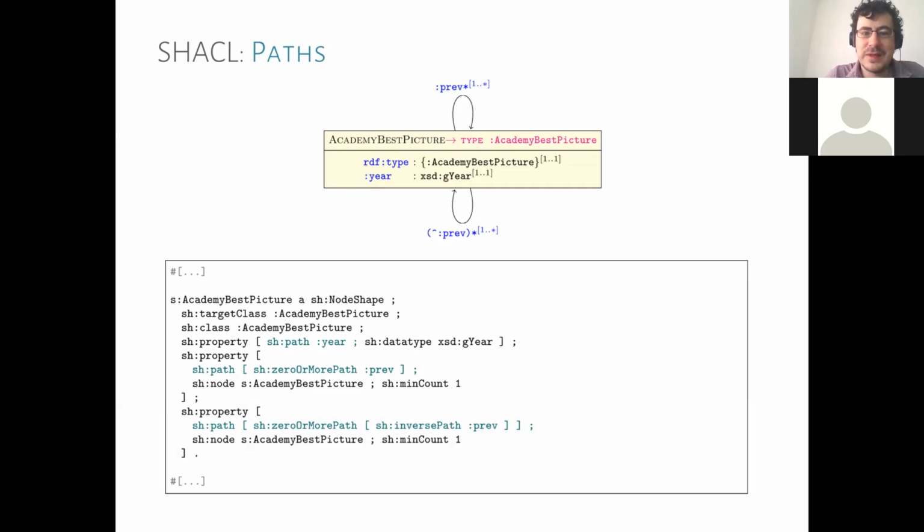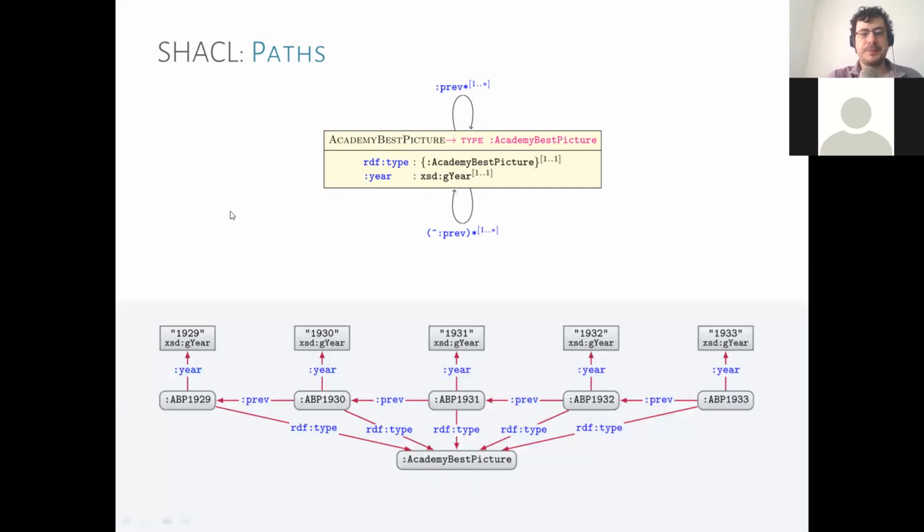However, since we use the star, which means itself, so it's 0 or more. So if we have the very first Academy Best Picture, it itself is connected by a 0 path, right? So it means that the first picture will still have 1, itself, for a previous star, since this is 0 or more rather than 1 or more. So this actually makes sense intuitively. We would expect this to be the case.